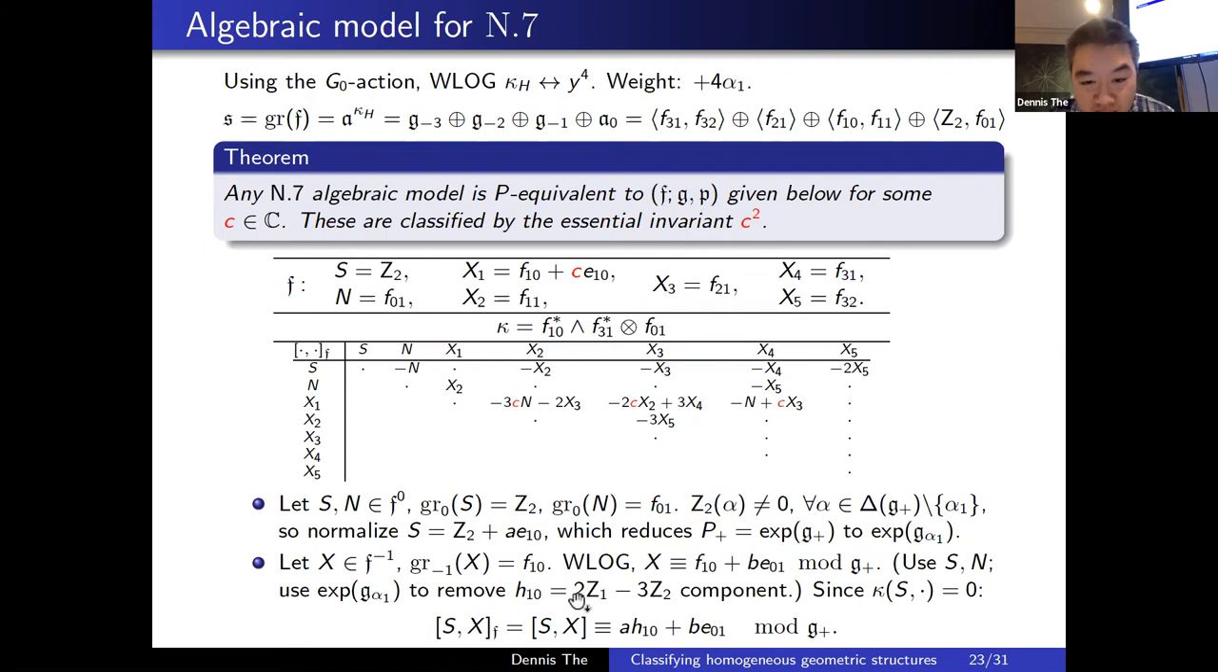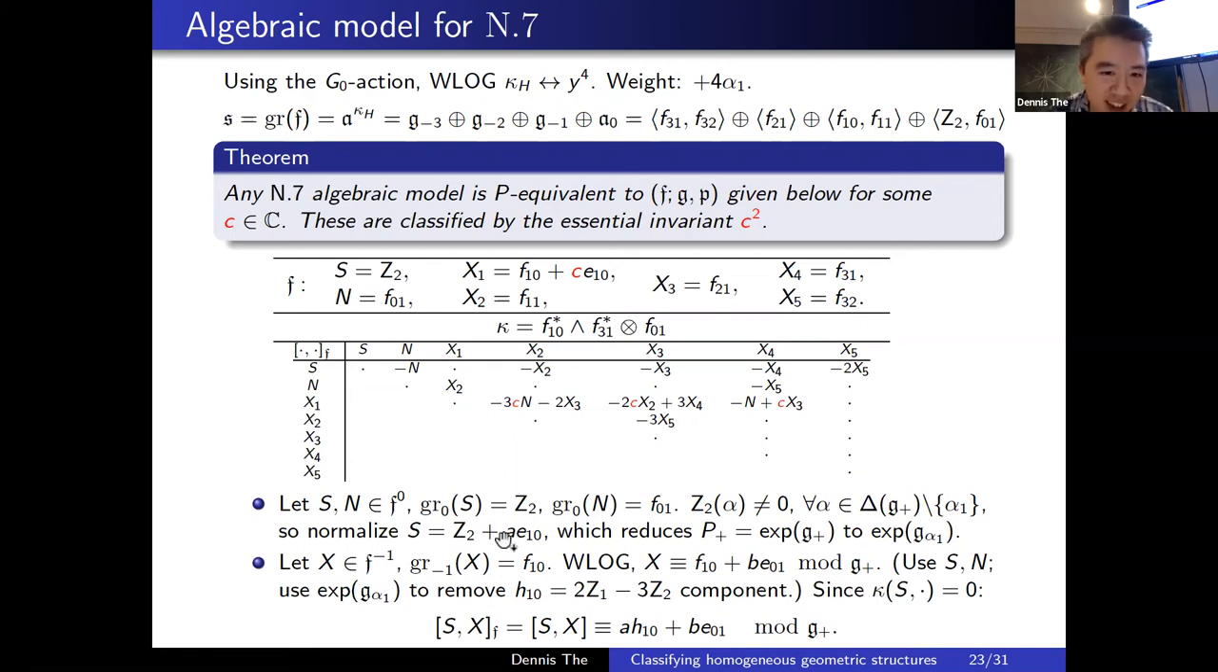But if one looks at this expression over here, H10 looks like this. E01 is a raising operator. This is all at zero level. This is higher level stuff. But here, these are linearly independent from these guys. So that tells me that this is going to be closed as a Lie algebra, A and B have to be zero.